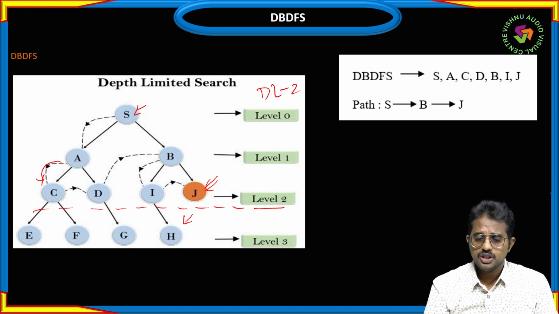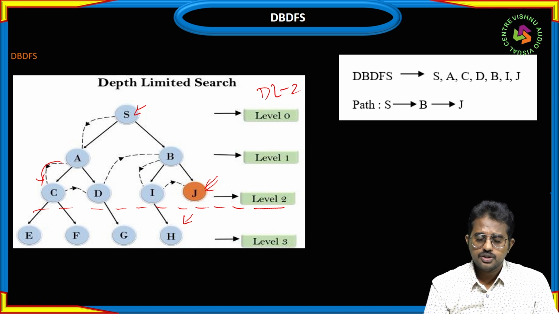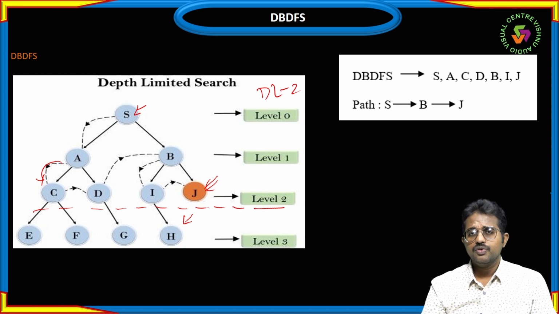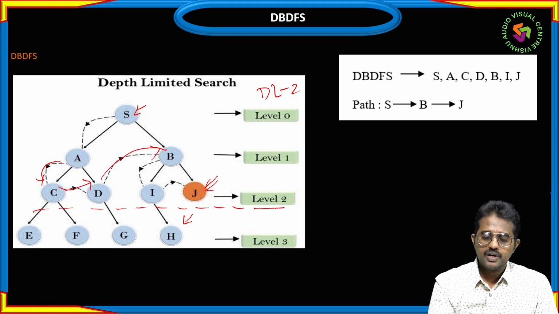D is not the goal, so G is returned by the move gen function. After this move gen function, the depth limit of G will be checked. After checking the depth limit, D will be removed. So I will check B.